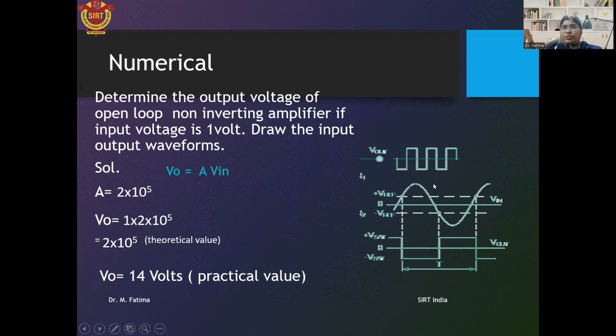Now see the waveforms. This is the input waveform. Here the sine wave is given. The output is very, very high, 2 into 10 raised to 5, but the available output is only 14 volts. So the signal is cut down at plus V saturation and at minus V saturation. So this AC signal, the sine wave, is converted into a square wave. The output of this is plus V saturation and minus V saturation. So the sine wave is converted into a square wave.